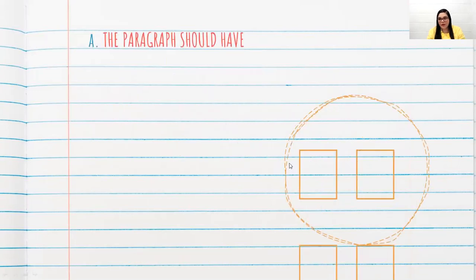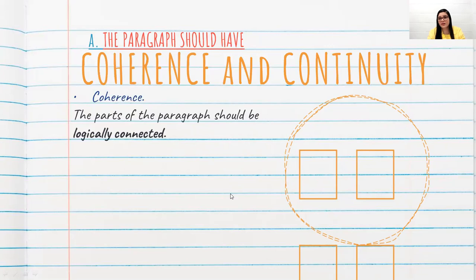So when we talk about paragraphs, we have to take into account they focus on just one main central idea. And second, they should have unity. The paragraph should have coherence and continuity. Why? Because coherence will put together all these pieces to make them logical. The parts of the paragraph should be logically connected.